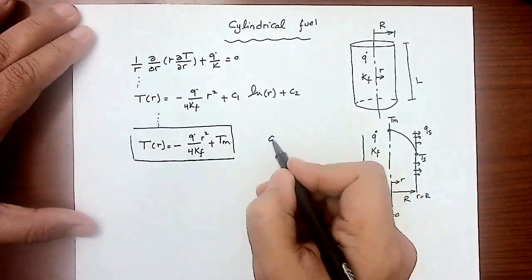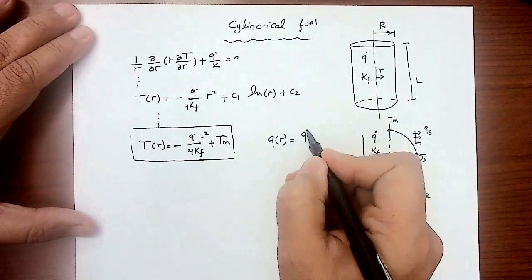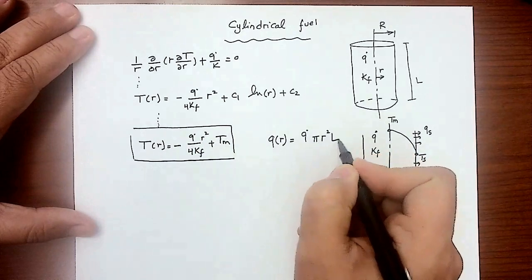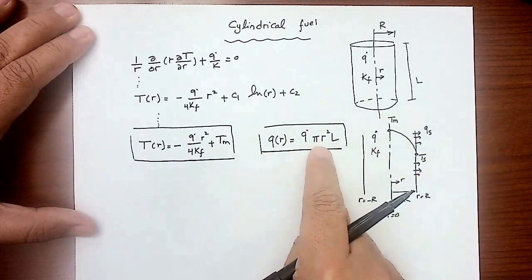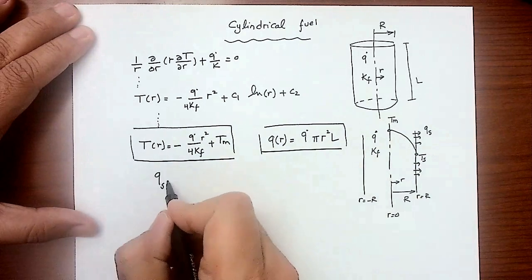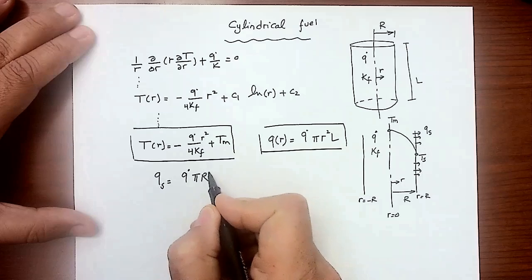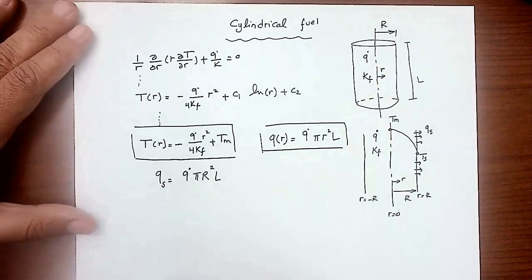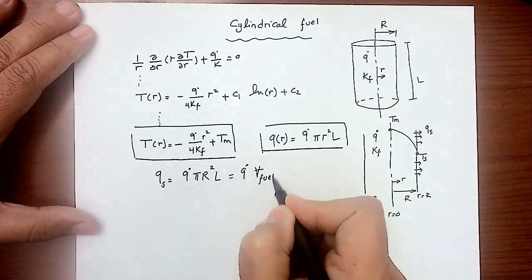Then you can get Q. It will also be a function of R. It will be Q dot times the volume, which is pi R squared L, depending on the value of R. If you want to get QS, you put R equal to R capital. So QS will equal Q dot pi R squared L, where R is the outer radius of the fuel itself. So again, this is Q dot times the volume of the fuel.